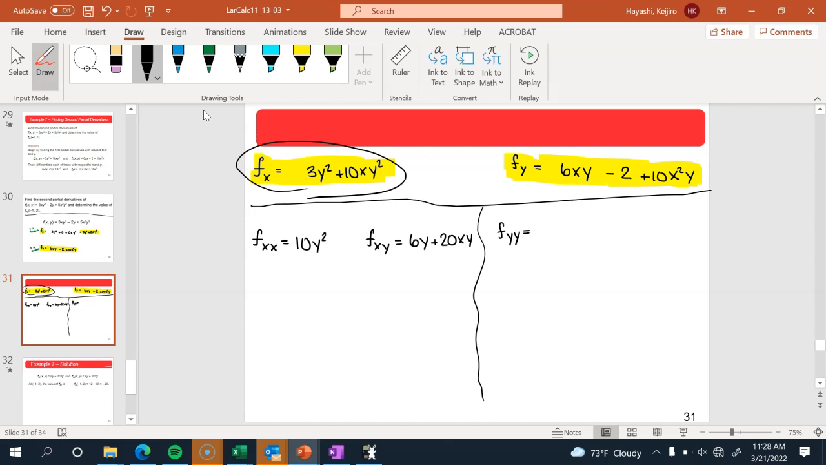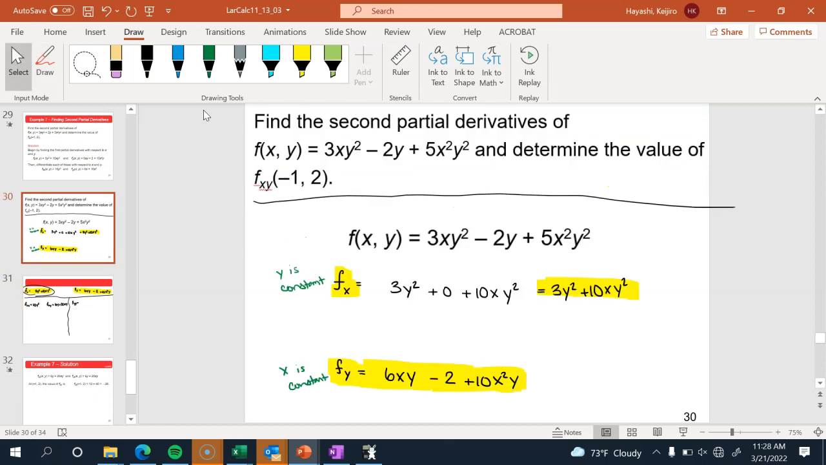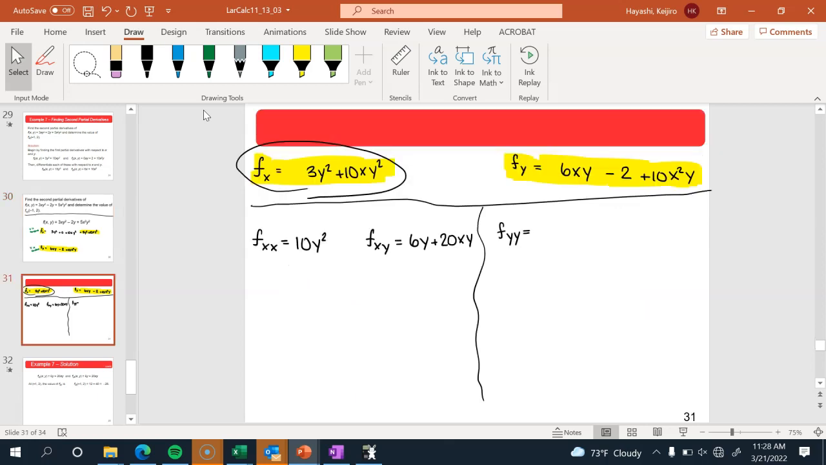Okay. Yeah, I think I get it. Yeah, you do it with respect to x the first time, and then after that you do it with respect to y. The original function was back here: 3xy squared minus 2y. This was the original function. This is the first partial derivative with respect to x. If you then take the partial derivative of this with respect to y, this is what you'll get.